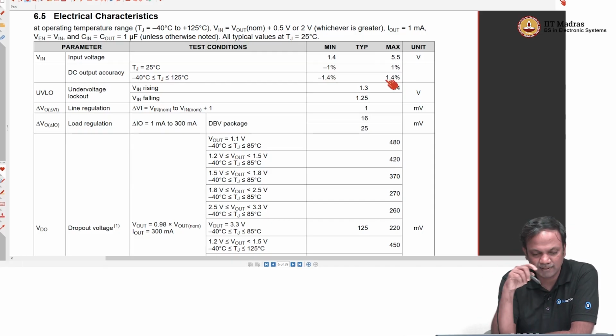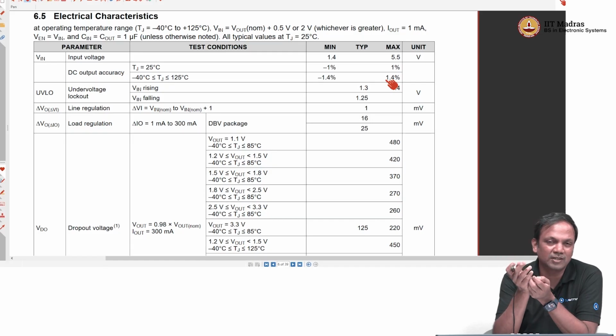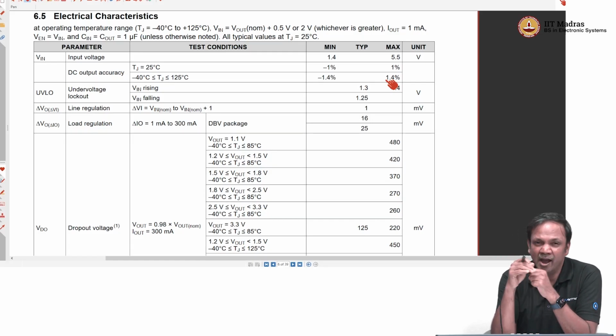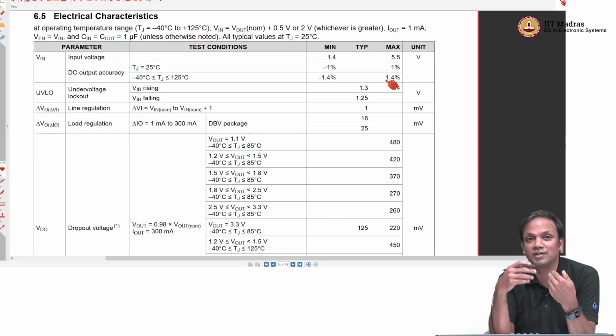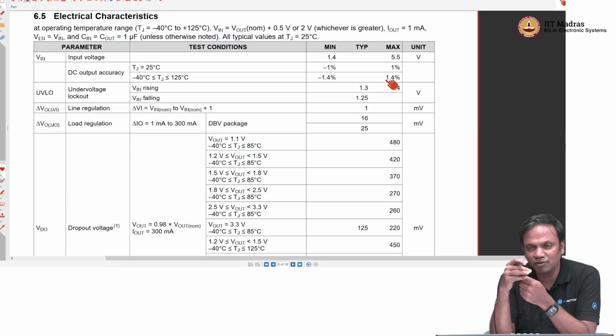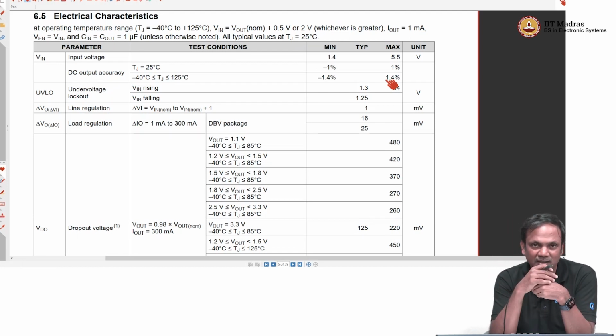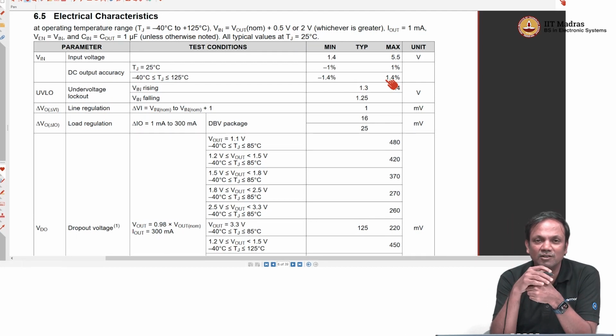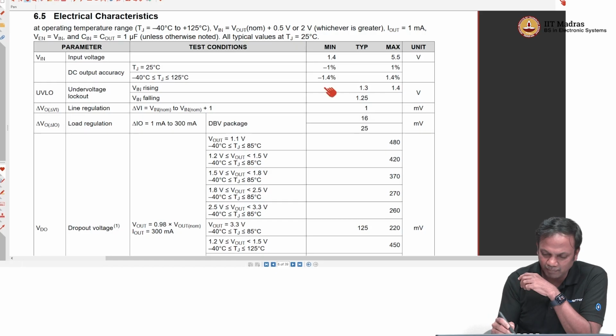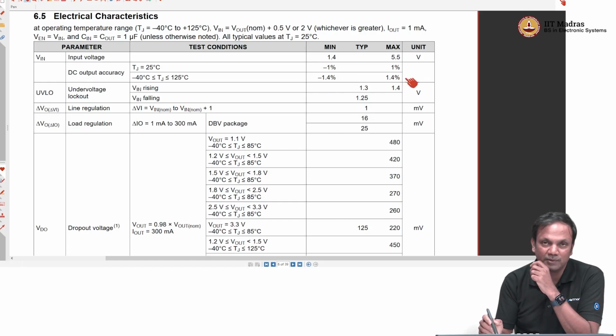Now, depending on the nature of your application, if it is a consumer application, then you can say 0 degrees to 85 degrees is my range. If you are operating in an industrial application, you might say 0 degrees to 105 degrees is my range, or if you are operating in an even wider, let us say a military application, you might say minus 55 to 125. This is not rated for military, but the temperature range that you design for is driven by the use case. So, minus 1.4% to 1.4% is the variation when you go across temperature.